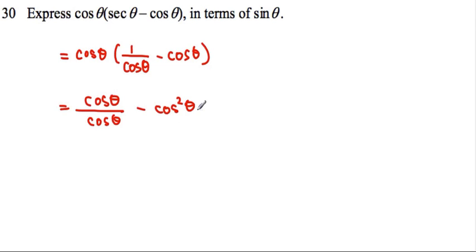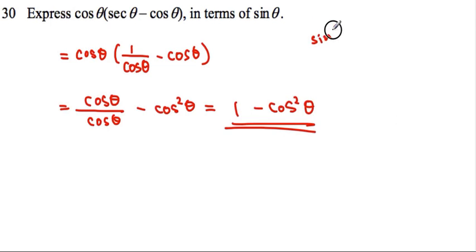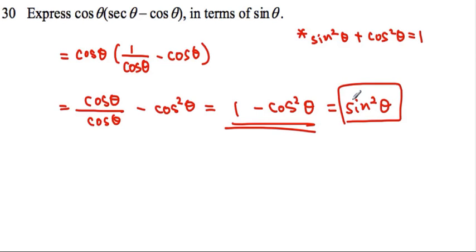Now, obviously we realize that that's equal to 1 minus cosine squared theta, but we know what this one is by the Pythagorean identity, where we have sine squared theta plus cosine squared theta equals 1. This one is a very popular expression. We have to memorize that actually. So based upon this one, we realize that 1 minus cosine squared theta is in fact equal to sine squared theta. So therefore, our answer is sine squared theta.